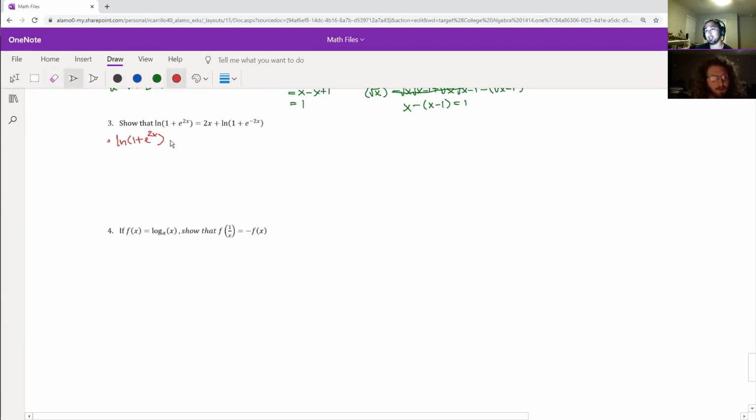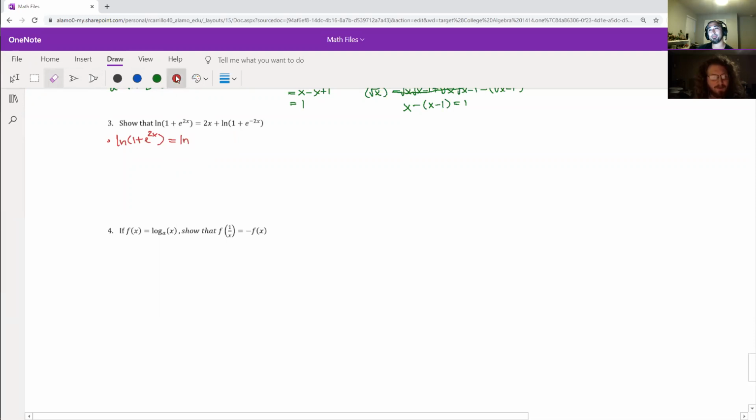Okay. So let's make this equal to ln of 1 plus e to the x times e to the x. Will that do it? No. You want me to tell you? Sure, why not? Factor the e to the 2x out. Oh, I see what you're saying.